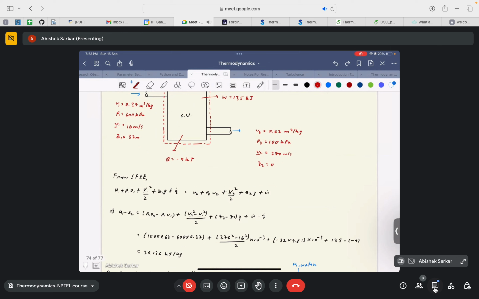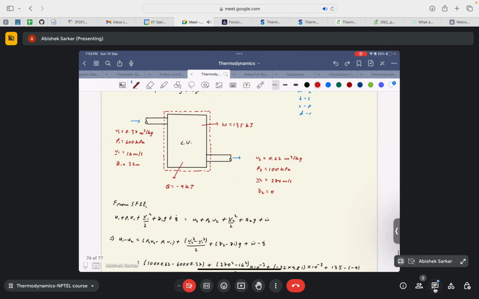So let us go through each step. At the inlet we have 0.37 meter cube per kg. P1 is 600 kilopascal. Check the units. Units are very important. P1 is 600 kilopascals. V1 is 60 meter per second. Z1 is 32 meter. Q coming out of the system is minus 9 kilojoule. The work is done by the system, so it is 125 kilojoule positive.